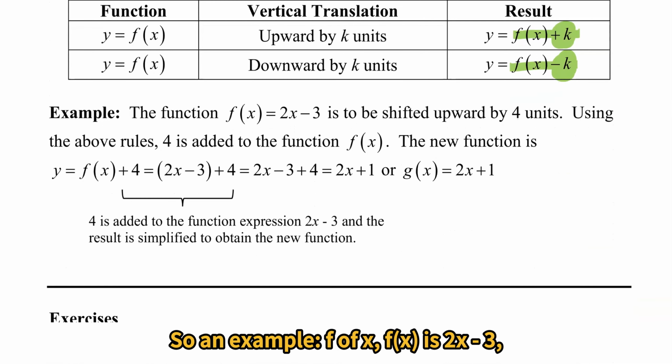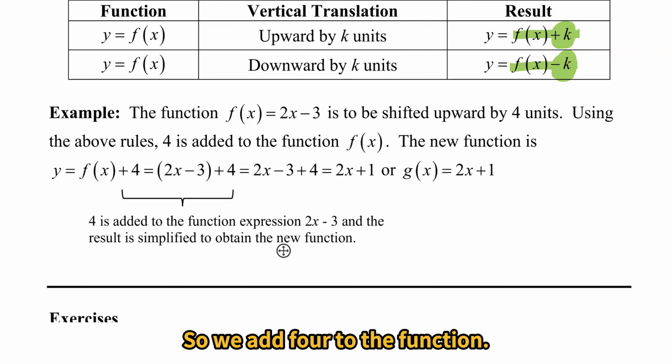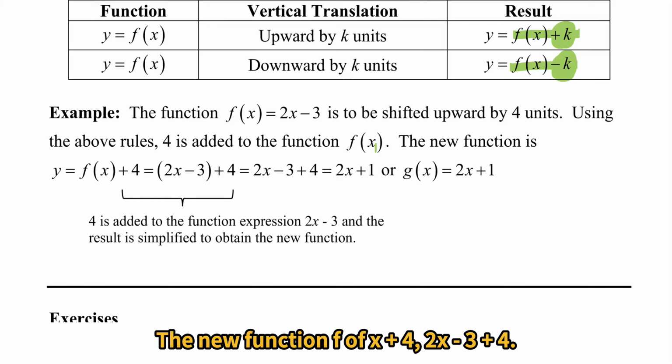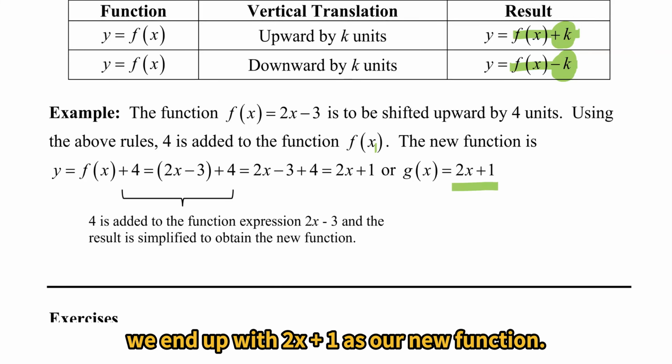So an example, f of x is 2x minus 3. It's to be shifted upward by 4. So we add 4 to the function, the new function f of x plus 4, 2x minus 3 plus 4. Simplify it, we end up with 2x plus 1 as our new function.